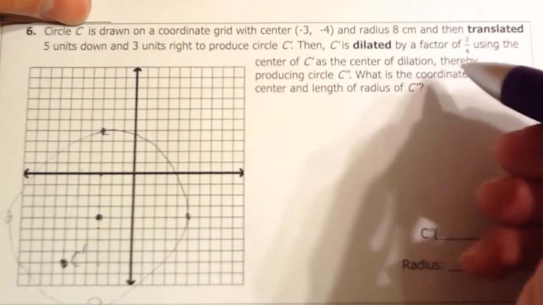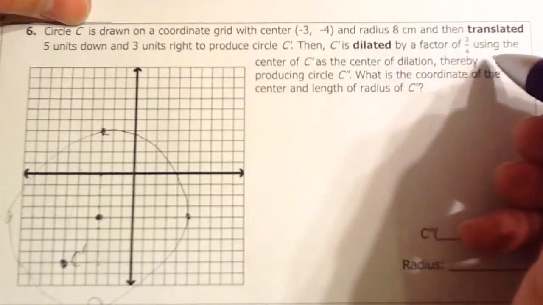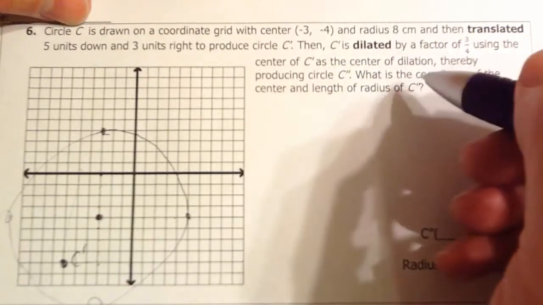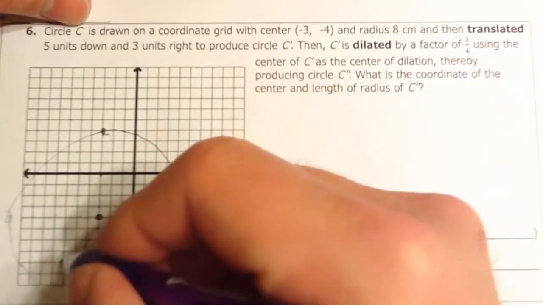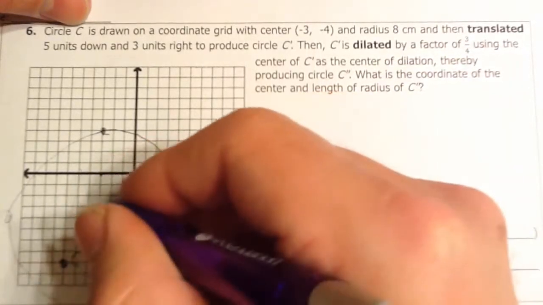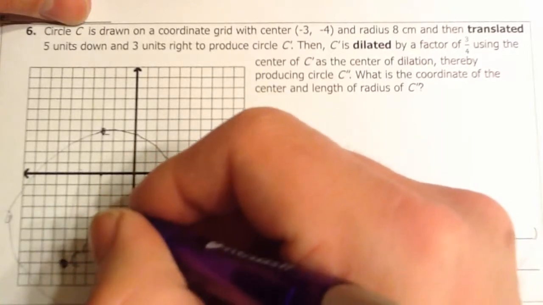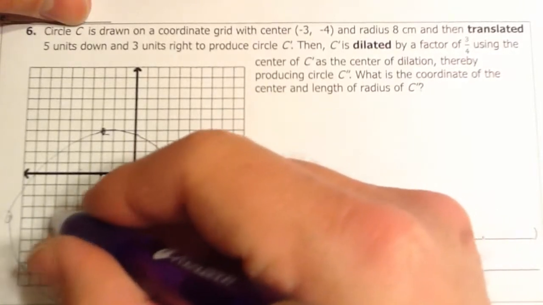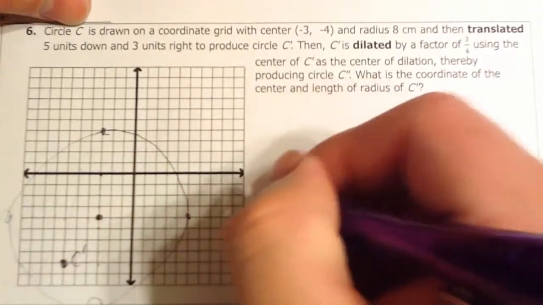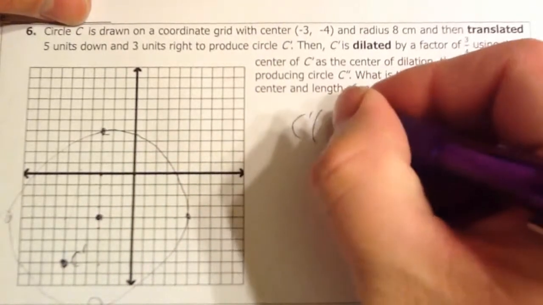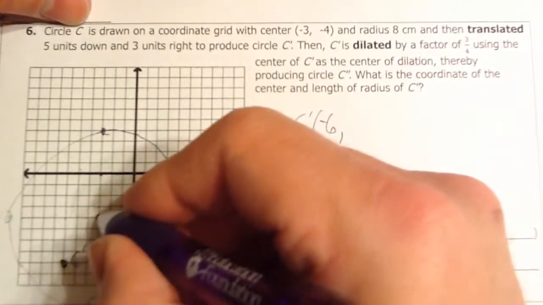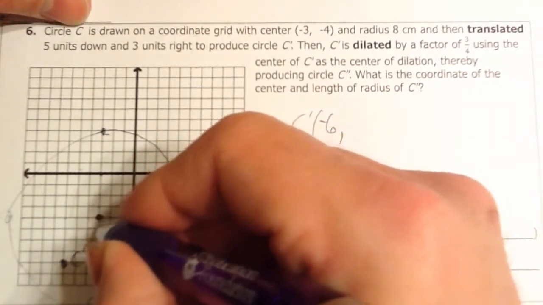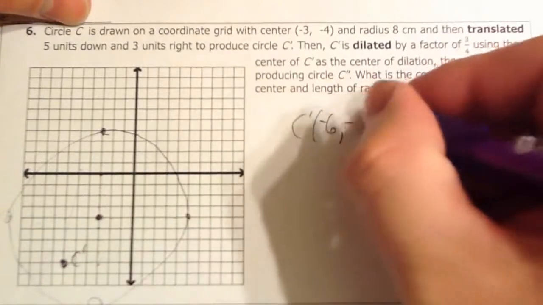Then C prime is dilated by a factor of 3/4, using the center of C prime as the center of dilation. So what we need now is the coordinate. So that's going to be at 6 to the left, so it's going to be -6, and it's down 2, 3, 4, 5, 6, 7, 8.